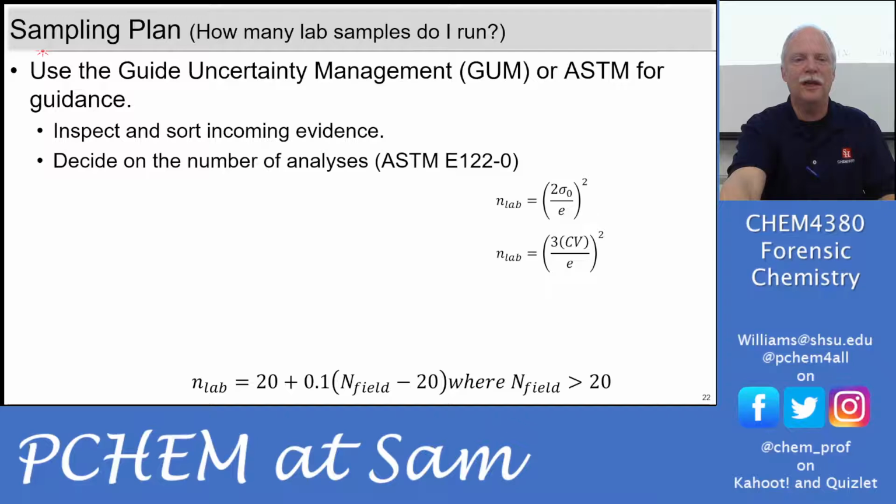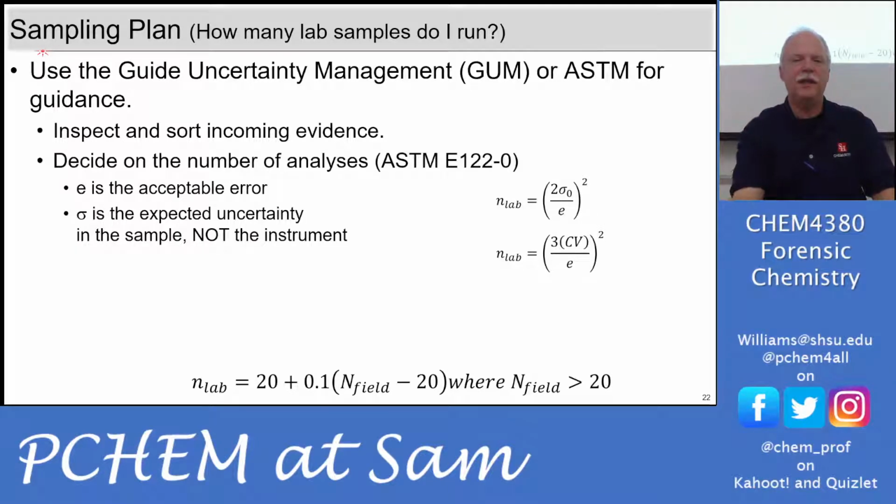Some of these are really difficult, like this decide on the number of analyses. This ASTM E122 talks about what is an acceptable error. Okay, so if you want a 5% error, like 0.05, if you want that to be your acceptable error, and you know the expected uncertainty in the sample, okay, so what's the uncertainty in that drum of material? Who on earth knows? And so I think this ASTM is really difficult to implement because we don't really know what this sigma would be.